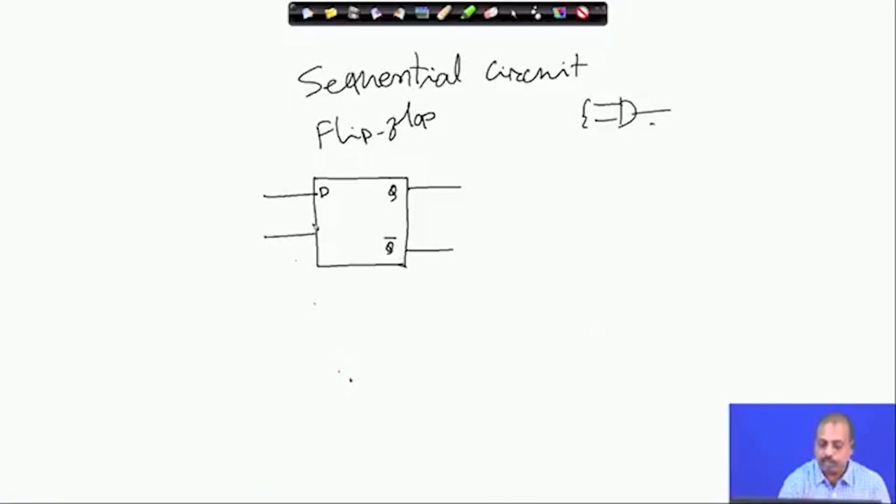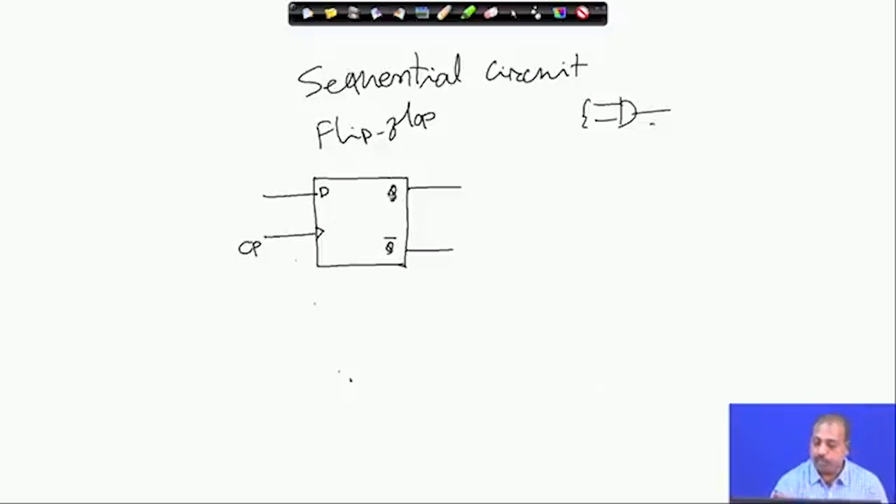So, it is represented often like this. We call this the clock pulse or clock signal. The operation is like this: whenever this clock pulse comes, the value of D will be copied onto Q, and Q bar will get the complement of that. And if the clock pulse is not there, it will remember the previous value.